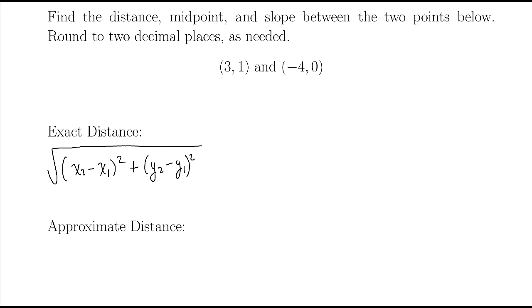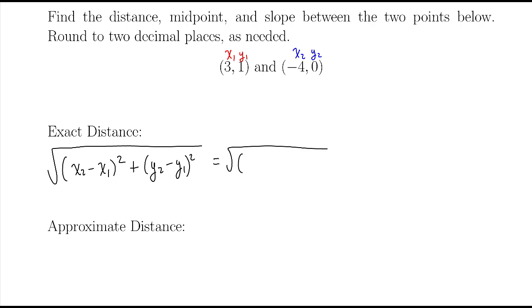When we say exact distance and approximate distance, we'll talk about that in a second, but exact distance tends to have square roots involved, whereas the approximate distance tends to not. It has decimals. So what we'll do here is label. Here's our first x and our first y, so we put little ones. Our second x and our second y, so we'll put little twos. Okay, so let's fill in this formula real quick.